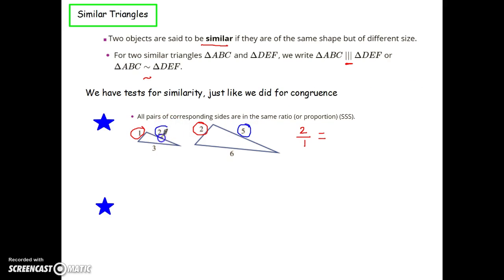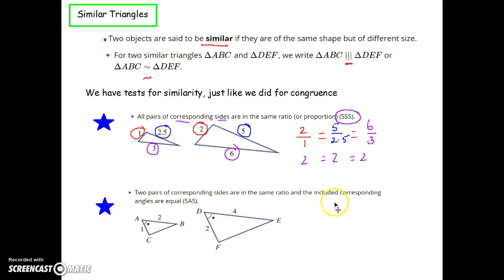5 and 2.5. That should be equal to the same value as 2 over 1. We should also have the third side being in the same ratio, so the 6 and the 3. Is that equal to the ratio between all of the other sides? So 2 over 1, that's 2. 5 divided by 2.5 is 2. 6 over 3 is also 2. So all of our corresponding sides are in the same ratio, so we have similarity. And this similarity is known as side, side, side, or SSS.